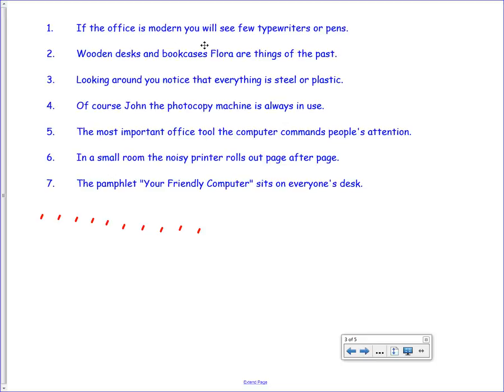If the office is modern, you will see a few typewriters or pens. If the office is modern is a clause. Since it's starting the sentence, we put a comma after modern. Sorry, my comma is a little crazy.